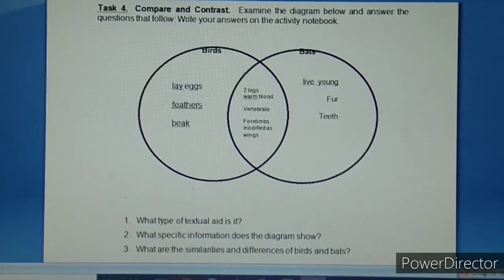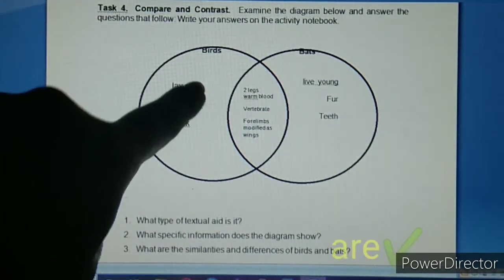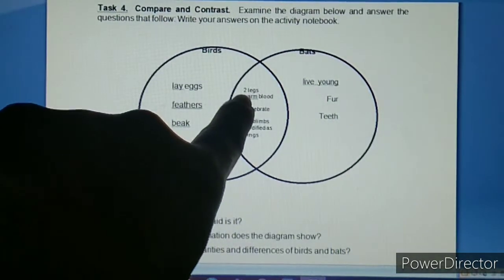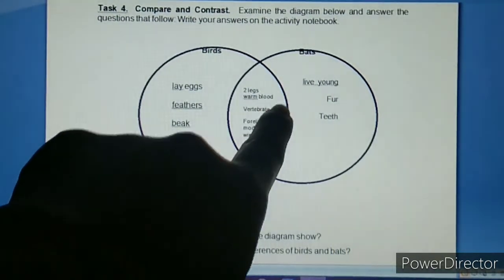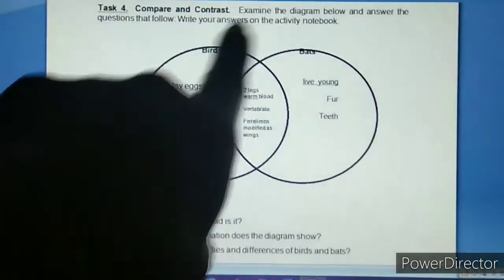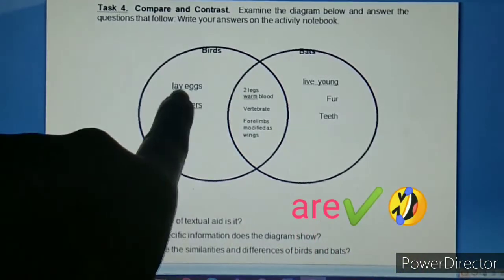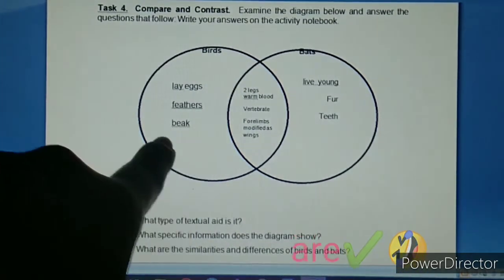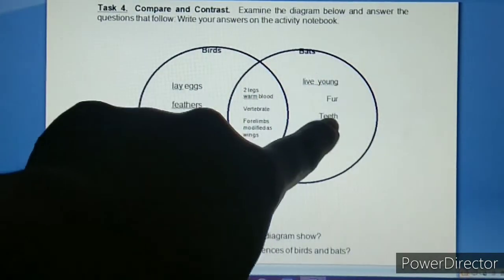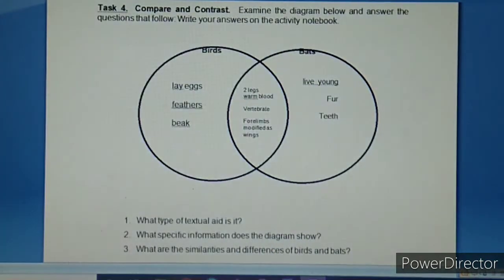Again, the similarities and differences of birds and bats. The similarities are birds and bats have 2 legs, warm-blooded, vertebrate, 4 limbs modified as wings. Their differences are birds lay eggs, have feathers and beak, while bats live young, have fur and teeth. That's the correct answer for number 3.